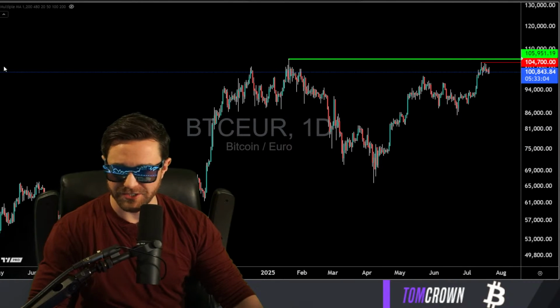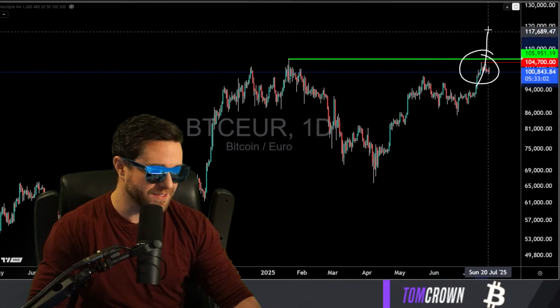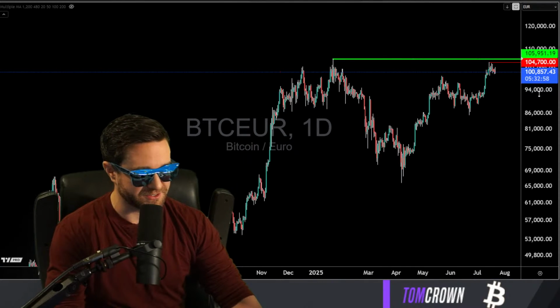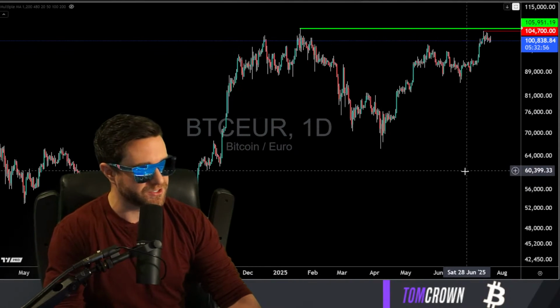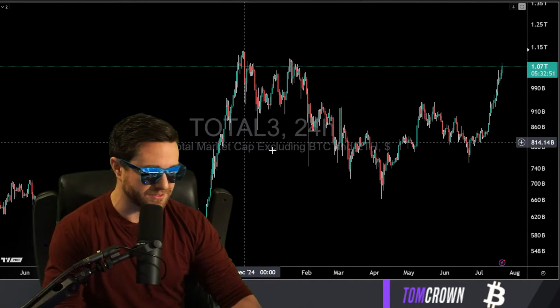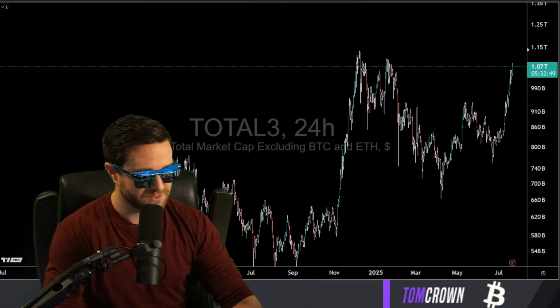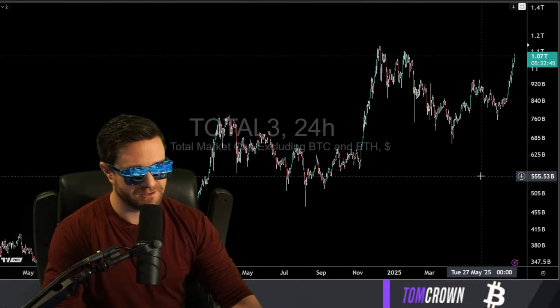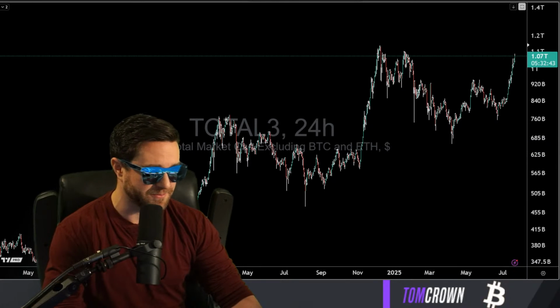But this is the biggest question. And when this breaks, and I believe it will, I think it will be the most relieving factor. But this is like the only question. You look at Total, it's broken. You look at Total 3, it's about to break all-time high. When I think quantitative easing is going to start, I think quantitative tightening is supposed to be done by the end of this year. I don't know. We'll see.